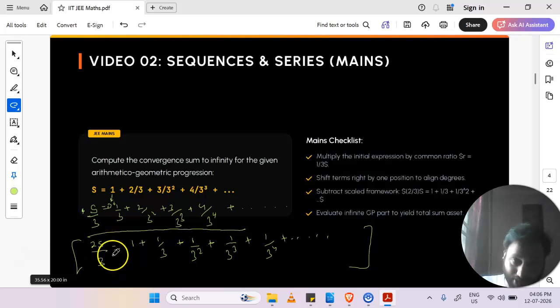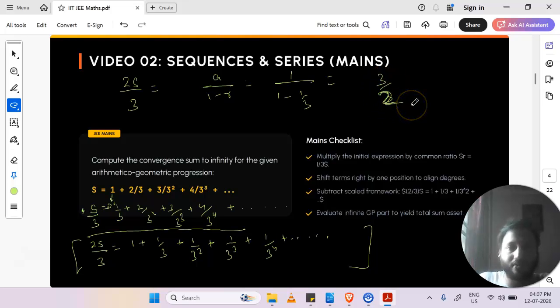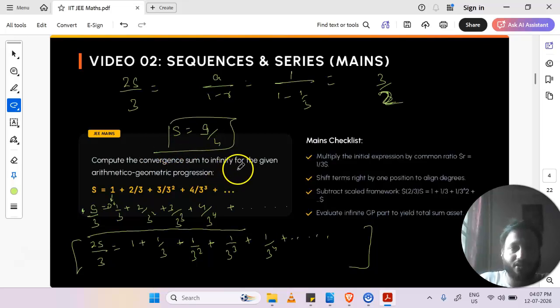You got 2S by 3 equals 1 plus 1 by 3 plus 1 by 3 square, a simple infinite geometric series whose sum, if the first term is a, is a over 1 minus r, where r is the common ratio. The first term is 1 over 1 minus 1 by 3, where 1 by 3 is the common ratio, so it becomes 1 over 2 by 3, which is 3 by 2. Got it? So S is equal to 9 by 4. This is the answer to this summation series.